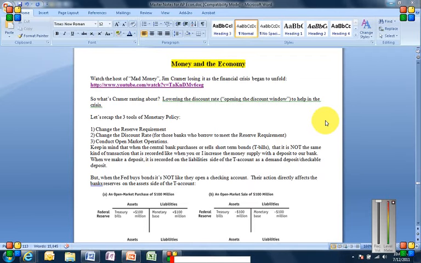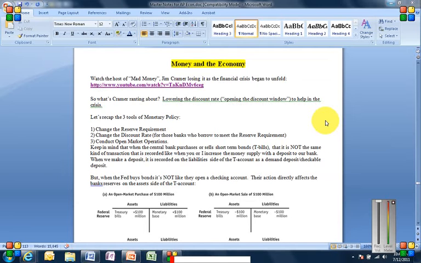The third option is to conduct open market operations, and this is the preferred method, of course. Keep in mind that when the central bank purchases or sells short-term bonds, sometimes referred to as T-bills, this tool is not the same kind of transaction that's recorded for those banks in their T accounts or simplified balance sheets, the way that you or I get involved in the possible increase of the money supply with a deposit to our banks.